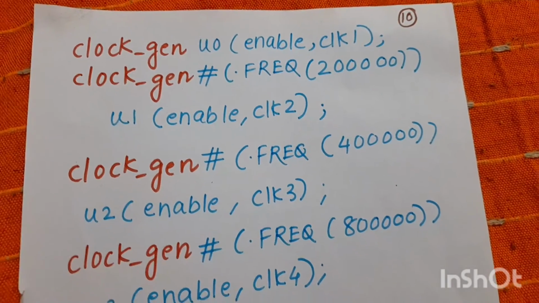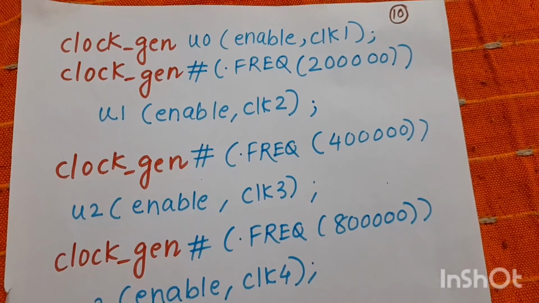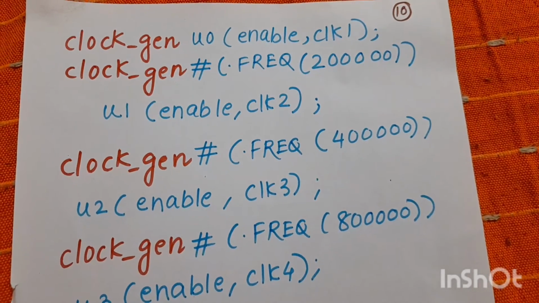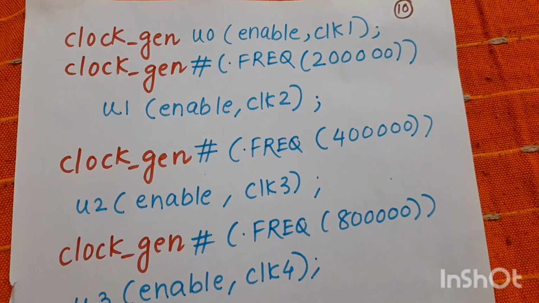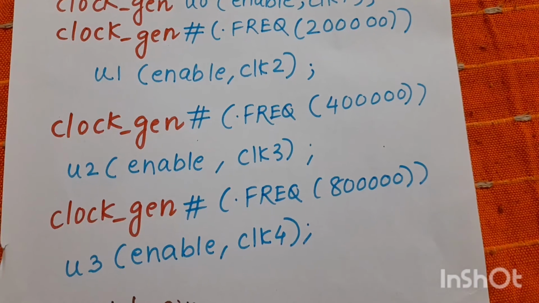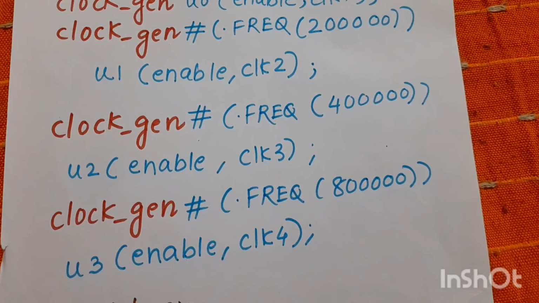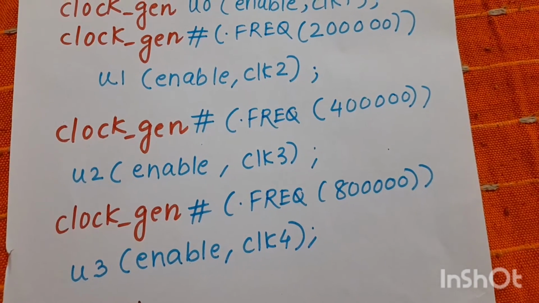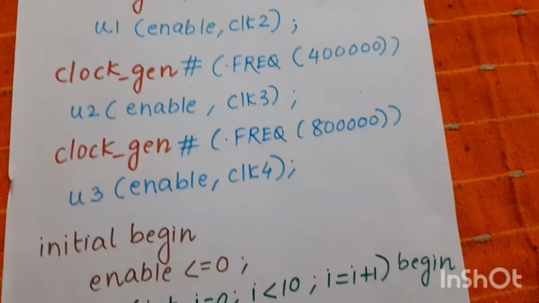Then again we are instantiating the clock gen. We are having the frequency frec. We are setting it to 4 lakh. This is a parameter. U2 is the instance name, input is enable and clock 3. Clock gen, again we are instantiating, U3 is the instance name, frequency we are setting to 8 lakh. Hash dot frec 8 lakh, okay, and instance is U3 and inputs are enable and clock 4.